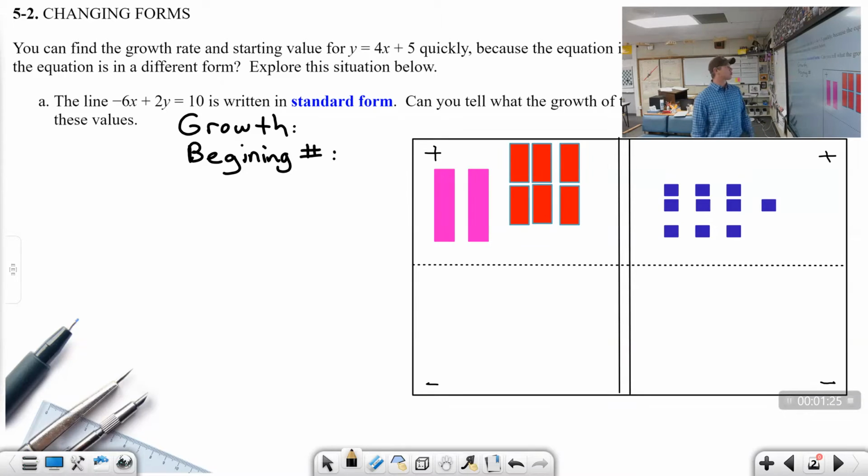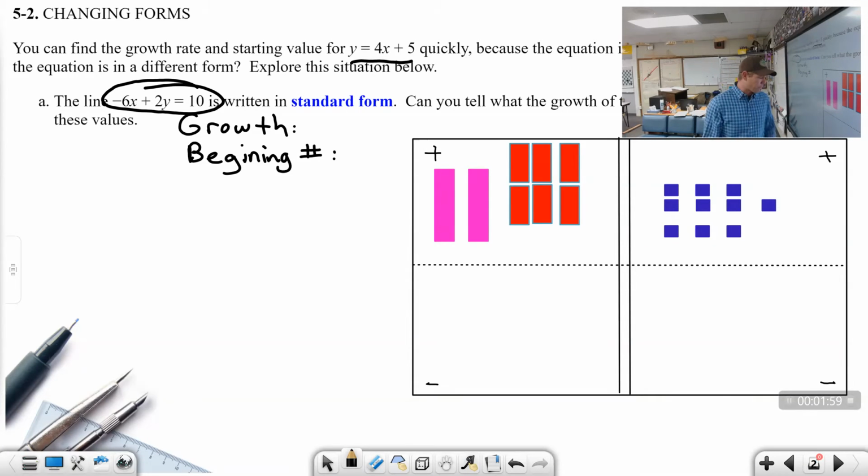So, when I'm doing 5-2, can you find the growth rate for y equals 4x plus 5 quickly? Because it's already in y equals mx plus b form. However, what if it's not in that form? Letter A, can you predict what the growth and beginning value is? Pause the video, think about it, and predict what is the growth, what is the beginning value. Okay, welcome back. You should have predicted what is the growth, what is the beginning value, and whatever those numbers are, it's all good, okay?